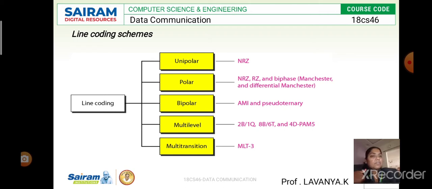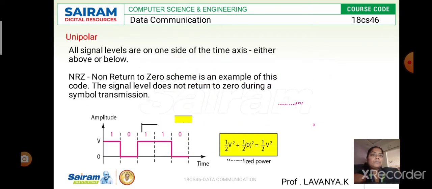The multi-level here we are going to use for 2-bit binary, one quadrant, as well as 8-bit binary and so on. So we are going to use different techniques in the multi-level as well as the multi-transition. We are going to use multi-level 3, meaning 3-bit multi-level transitions. This is what we are going to use for the line coding techniques or line coding schemas, using the different methods. So we will see now one by one what they are.